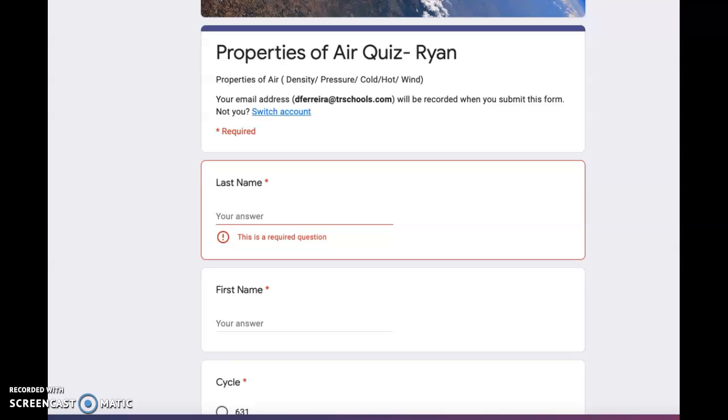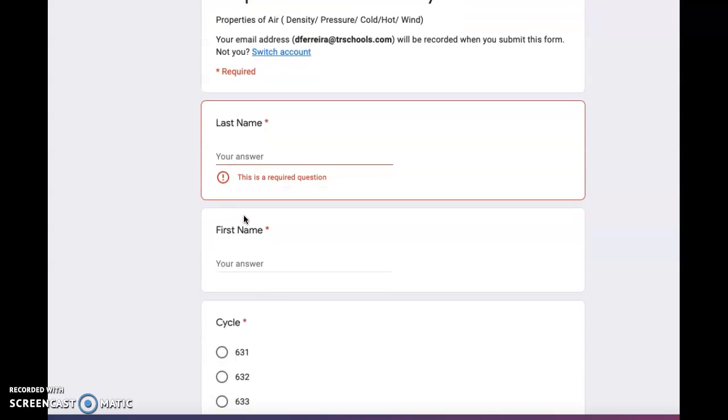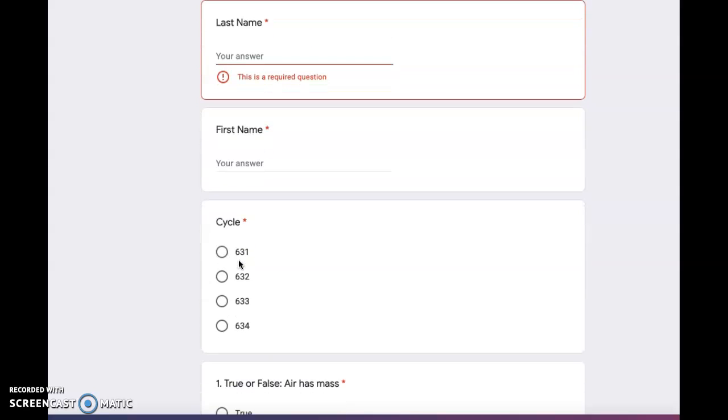Properties of Air quiz. First, type your last name in the box here. Next, type your first name in the box here. Now you will select your cycle number.